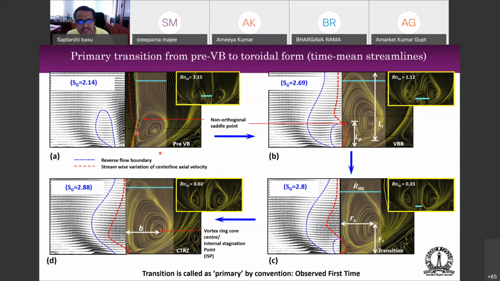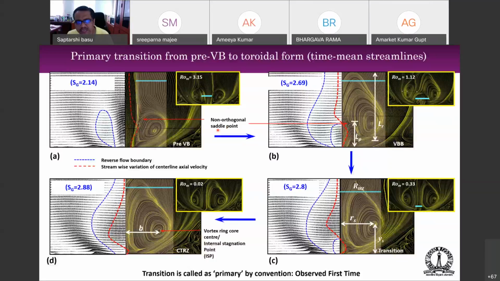What happens is this: as you increase the swirl number, as you can see in the transition, we get what is called a pre-vortex breakdown phenomenon, where there is a central jet surrounded by a recirculation zone. With the increase in swirl number, that is with the increase in the tangential momentum part of the flow, you get a reduction in this central jet. This is called a vortex breakdown bubble. And then you observe, as you go on increasing the swirl number even further, you get ultimately what we call a central toroidal recirculation zone. So this transition is called the primary transition. And this was observed for the first time by our group.